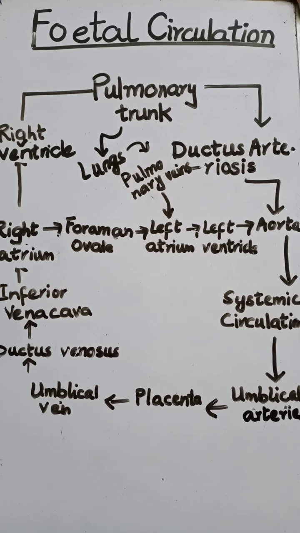The ductus arteriosus closes soon after birth and becomes the ligamentum arteriosus in 3 months. The ductus venosus is transformed into the ligamentum venosum, and the umbilical arteries change into the medial umbilical ligaments. The umbilical vein changes into the ligamentum teres, so that these structures become modified and change into new structures. So this is all about fetal circulation.